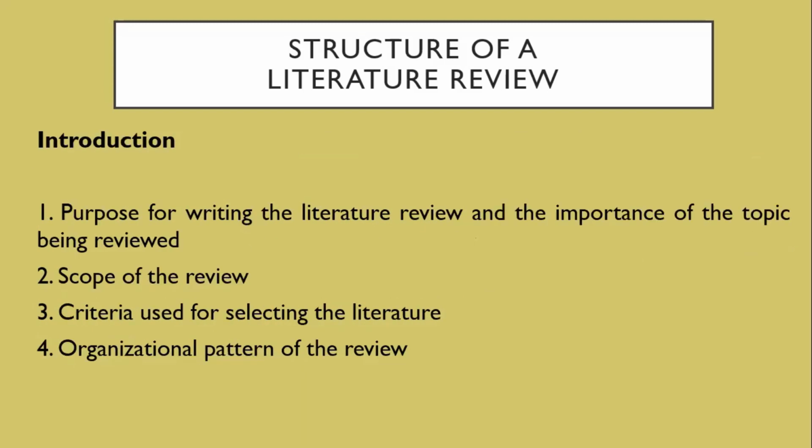So let's proceed to the structure of a literature review. First, there's the introduction. In the introduction, there's the purpose for writing the literature review and the importance of the topic being reviewed, the scope of the review, the criteria used for selecting the literature, and the organizational pattern of the review. So in the introduction, you have to express the rationale of selecting the topic. Why is it relevant to your study? You have to explain why that particular topic is significant to your study.